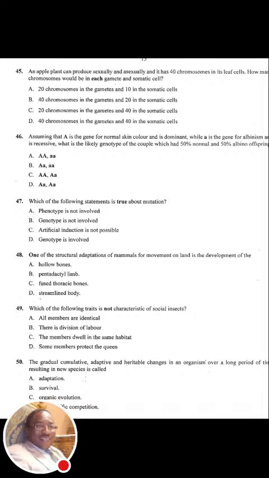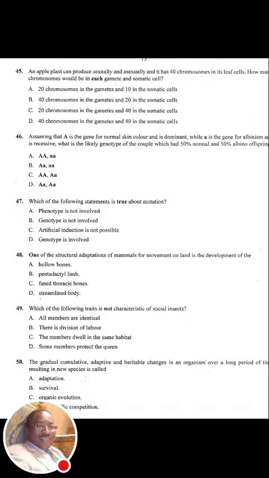All members are identical is not a characteristic of social insects, because if you look at termites, the king is not the same thing as the queen. The queen is not the same thing as the worker. The worker is not the same thing as the soldiers. They all look different in their appearance. So the correct answer is A. All members are not identical. So the question here, number 49, which of the following traits is not characteristic of social insects? The correct answer is A.